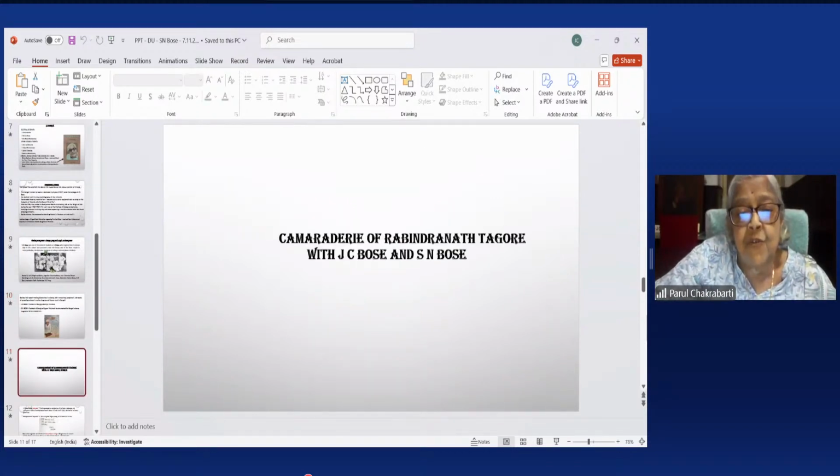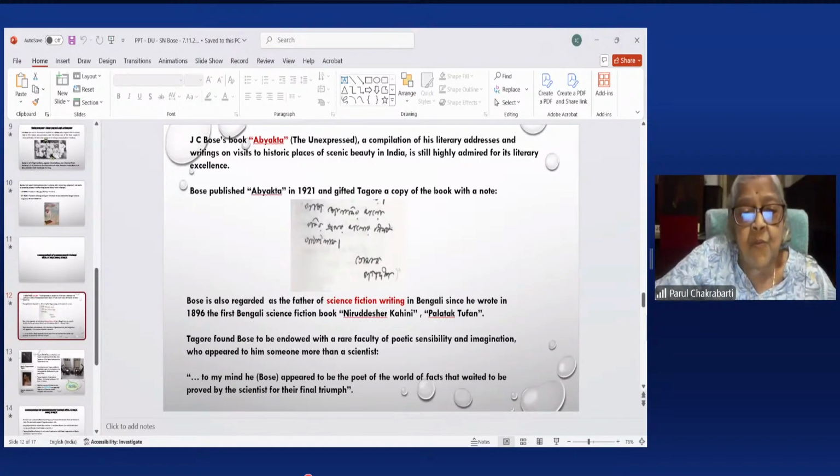Now I'll say a few words about the camaraderie of Rabindranath Tagore, J.C. Bose, and S.N. Bose. J.C. Bose's book Avyakta, The Unexpressed, a compilation of his literary addresses and writings on visits to historic places of scenic beauty in India, is still highly admired for its literary excellence. Bose published Avyakta in 1921, and then he gifted Tagore a copy of this book with a note. I try to translate it. Today I am sending the feeble light of fireflies to the bright sun, Ravi. Am I correct? I don't know whether you could follow my translation. I send you today the feeble lights of fireflies to the bright light of the sun.